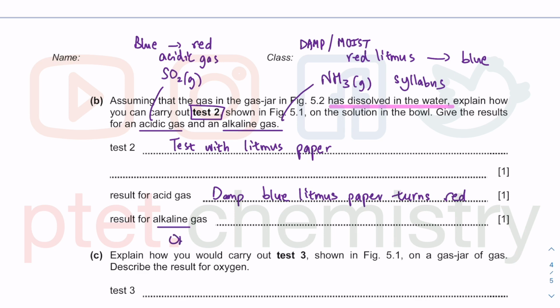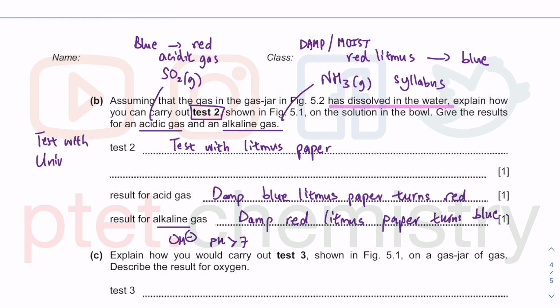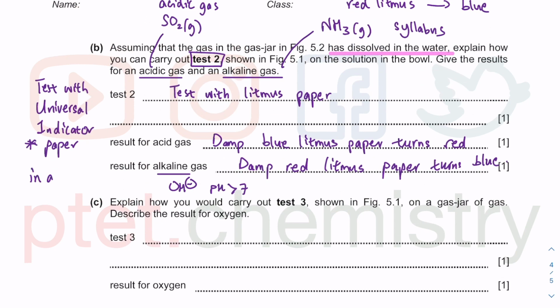Whereas alkaline gas contains OH minus, with pH greater than 7. So this is the test for ammonia gas: damp red litmus paper will turn blue. Are these the only ones you can use? Not really. You can also test with universal indicator. Universal indicator is also in your syllabus, but here we will use universal indicator paper because we have the gas there. In acid, it will turn red, whereas in alkali, it will turn blue or purple.